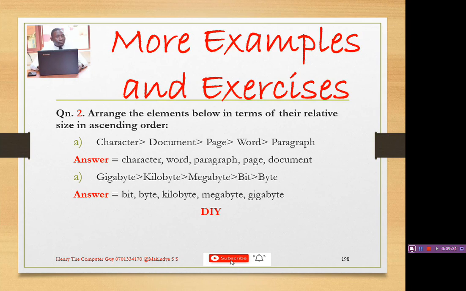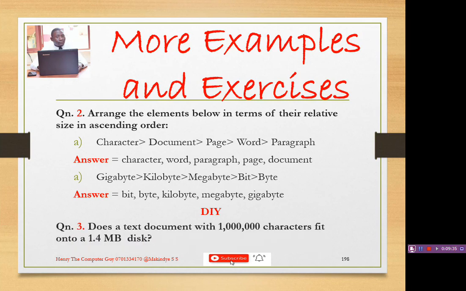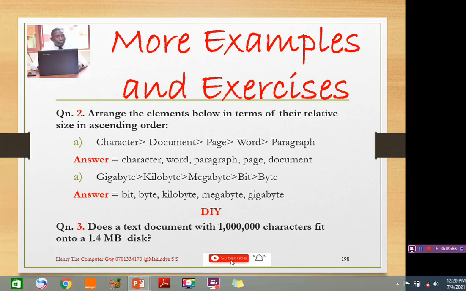Or I can actually try it for you down here. They're telling us: does a text document with 1 million characters fit onto a 1.4 MB disk? The answer is either yes or no, but you cannot write yes or no without proving whether it is right. So what we are going to do is make a calculation for that. Of course, let's look for our sticky note.